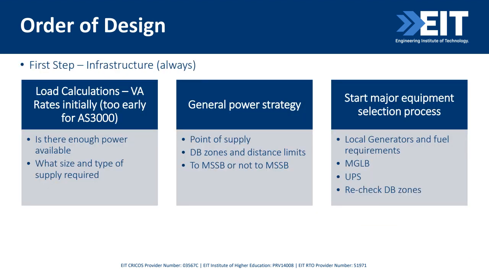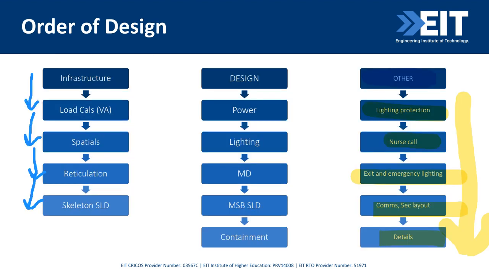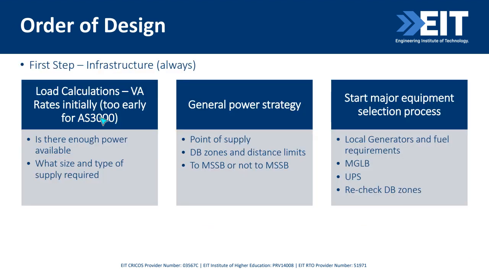So we've spoken a bit about it, so I'm going to run through a bit more dot points of what is within each of these categories here. So infrastructure, we do our high-level load calc. How much power do we think we need? VA, which is volt ampere, VA rates are typically used, so just based on square meterage, normal power lighting fit out, we can work out our total load. And then we ask ourselves, is there enough power? And if not, well, what size and type do we need? Is it single phase, three phase? How much of it?